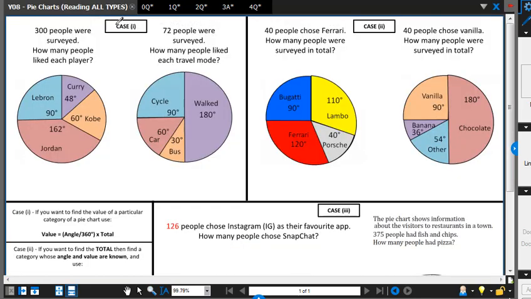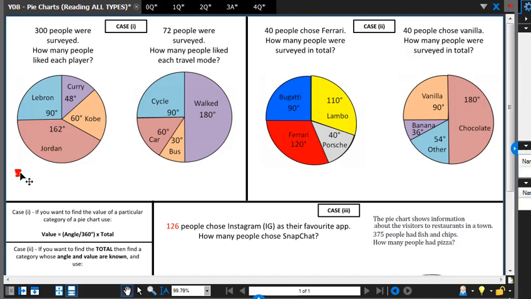Okay, these. Okay, let's do that with our new method. Let's just go through this. 300 people were surveyed. How many people liked each player? So you just do, as I said, 300 people. So we know it's 300. Sugar, it's a bit dense. So I'm going to make it a different color too. So it's 300 people surveyed.